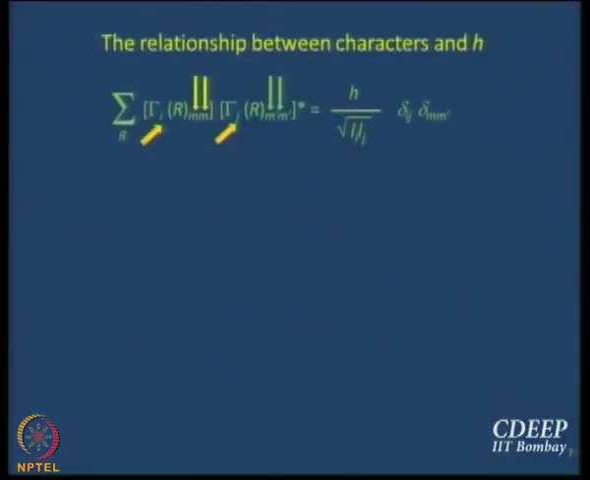Fine. Next, let's look at i and j. What will happen if i is not equal to j? 0. So i has to be equal to j. And when i equals j, you have already told me that square root of Li Lj is equal to Li, and delta ij equal to 1. So this is what you get: sum over R of gamma i R m m, gamma i R m dash star, is equal to H by Li delta m m dash.